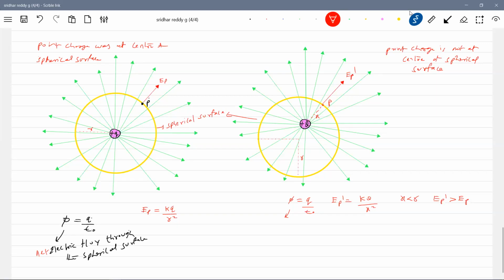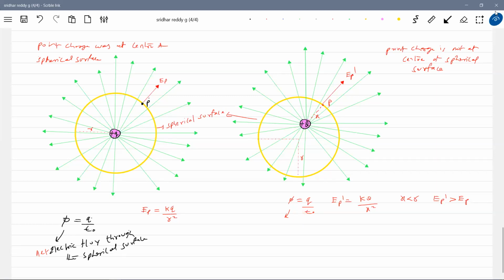Able to understand now? So what is the flux through a surface? It depends upon the net charge enclosed by it, irrespective of where the charge is present. What is the meaning of this? How many lines of force were passing through the surface? The same number of lines of force are passing, so the flux will remain the same. Getting the idea?